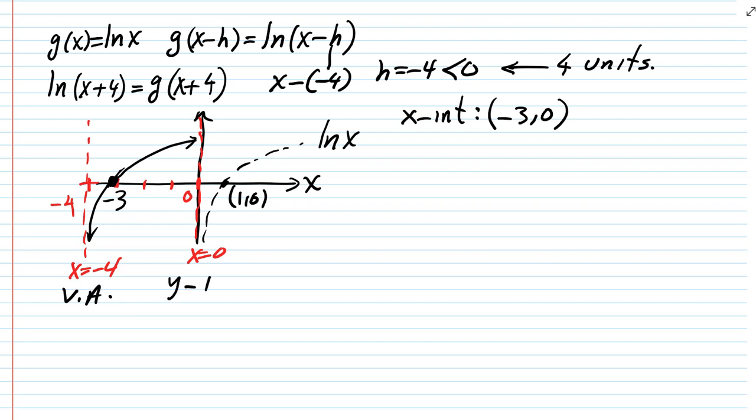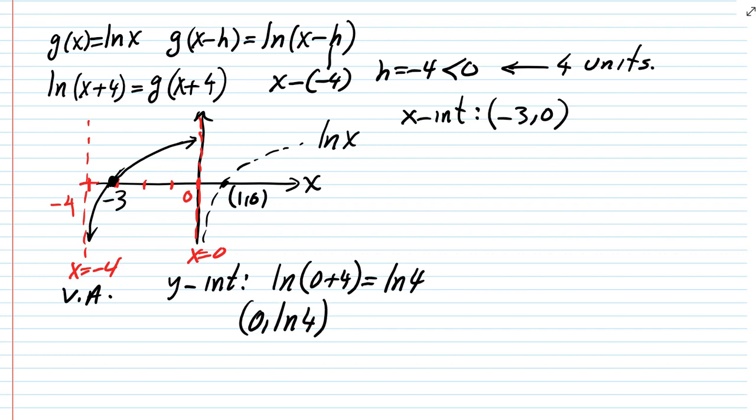The y-intercept, that's when x is 0, right? You go 0 plus 4, so that's going to be ln of 4. The y-intercept is at 0 and natural log of 4, and that would be here, whatever that number is. And I probably need a calculator for that one. But that's the y-intercept, 0 and ln of 4. Okay, and we found the x-intercept. The x-intercept is at -3 and 0. All right, and just about everything we wanted from this graph.